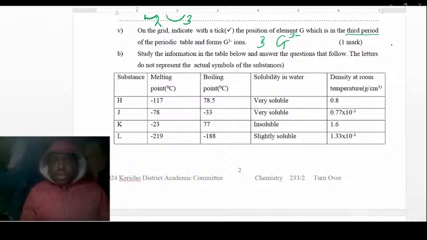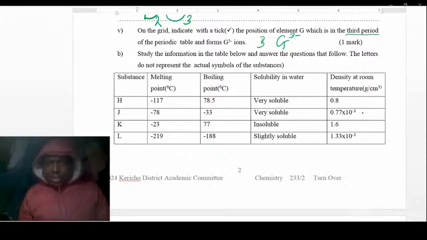Study the information table below and answer the questions that follow. Substances H, J, K, L. We have the melting point: negative 17, 8, 78, 23 to 19. The boiling point is there. Substance H is very soluble in water, J is very soluble in water, K is insoluble in water, L is slightly soluble. The density of each of them has been given.